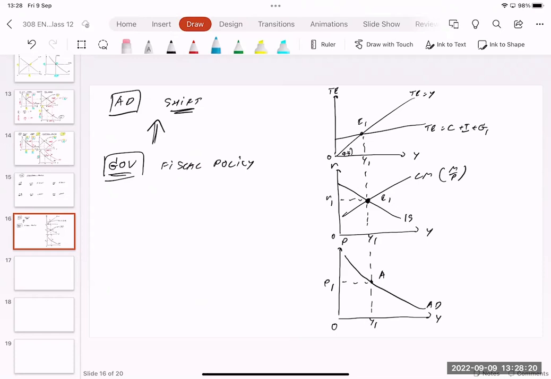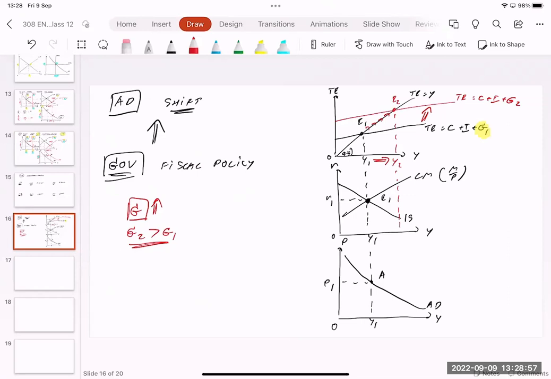So in this case, I'm going to focus on fiscal policy. The government can control G. For example, if the government increases G, spends more, how does it affect the aggregate demand curve? When the government increases G, G is inside the total expenditure curve. When the government spends more, TE shifts up like this. This is TE equals C plus I plus G2. Let's say G2 is greater than G1. Then the equilibrium point moves up to the right from E1 to E2. GDP increases from Y1 to Y2.